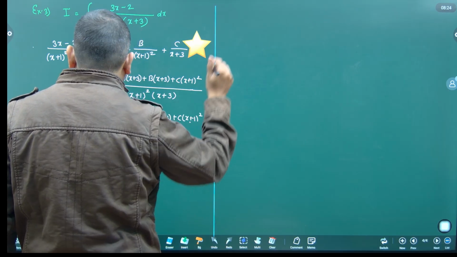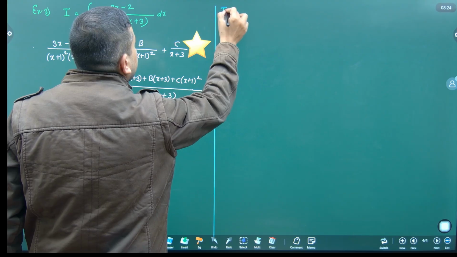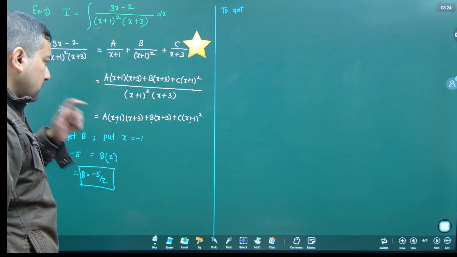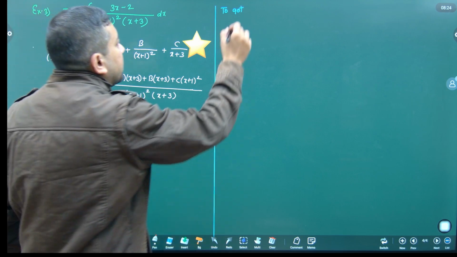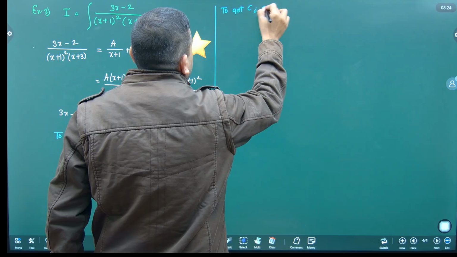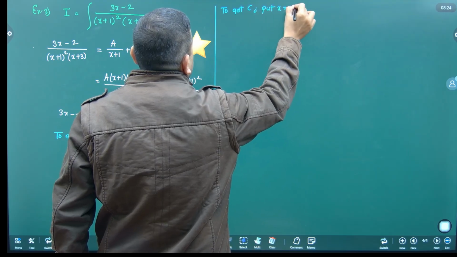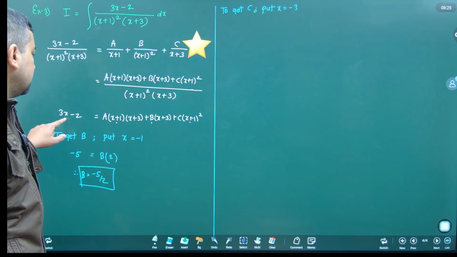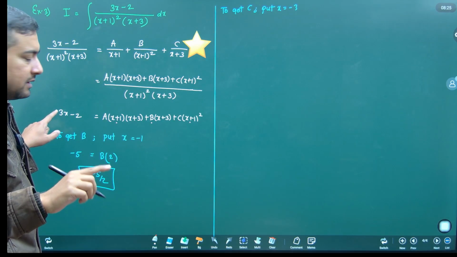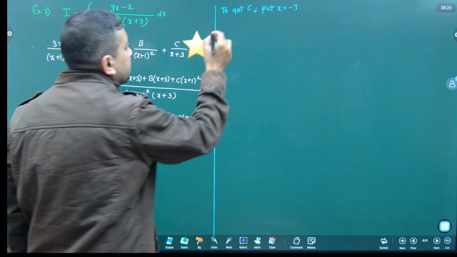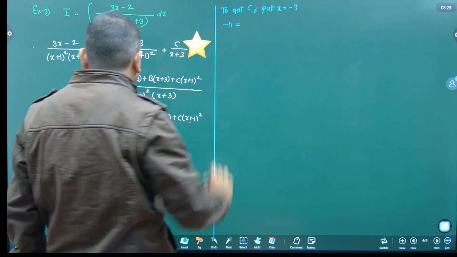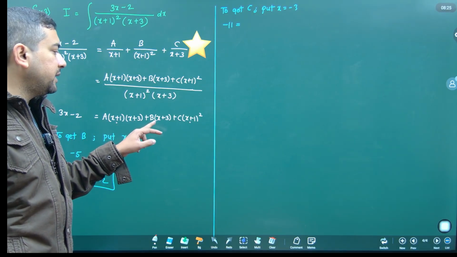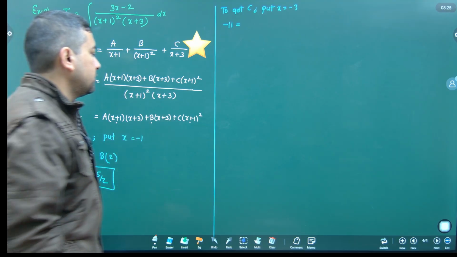To get C, put X is equal to minus 3. Okay, so if I am putting X is equal to minus 3, 3 into minus 3, minus 9, minus 9 minus 2, it is minus 11. Okay, A term will be 0, minus 3 plus 3, it will be 0, B term it will be 0. Now come to C.